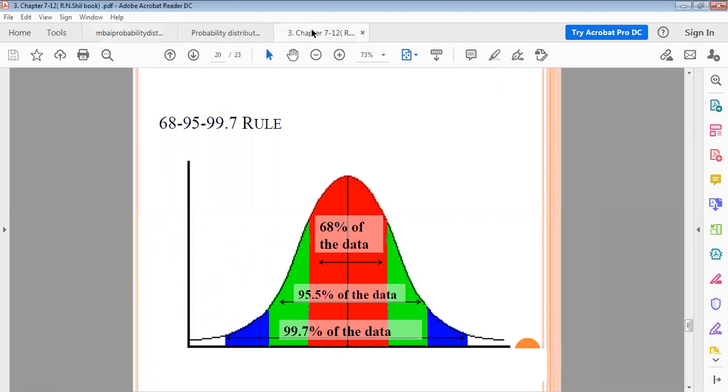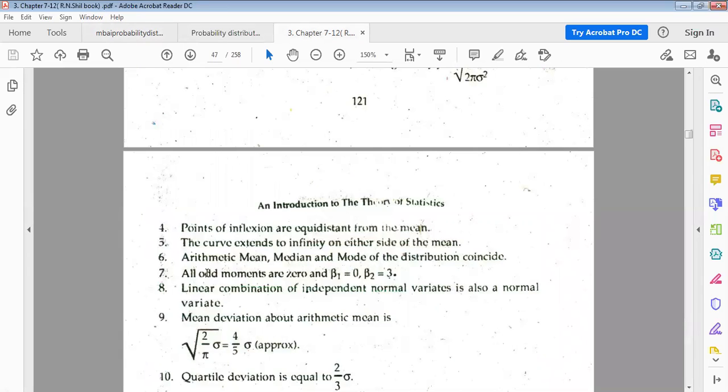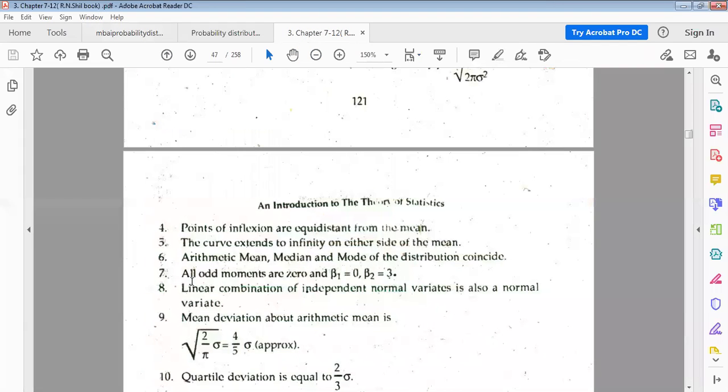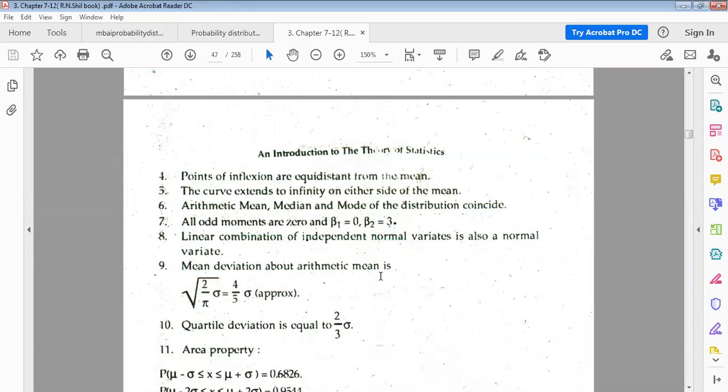Now the arithmetic mean, median and mode of the distribution coincide. Coincide means the same. They will be the same at this point. So mean, median, mode will be the same. All odd moments are 0. Remember it. These are the important properties of the normal distribution.